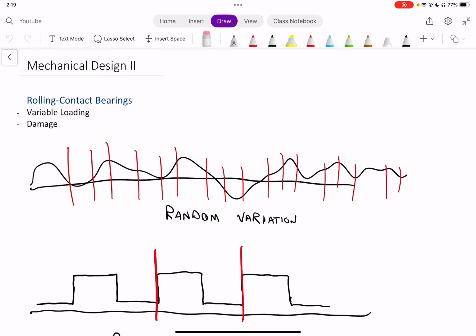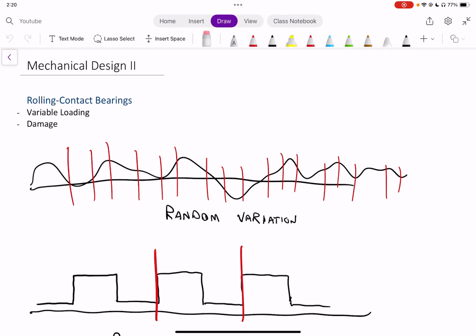We know that bearings don't always have the same loading. For example, if you're driving a car, you have bearings that attach your hubs to your wheels. There's constant variable loading in that case, and a random variation in that loading due to the fact that the car is not always going the same speed. An example of this random variation is the first graph here. If we think of the y-axis as how much load there is, or in what direction there is load, we can see that it's varying completely randomly.